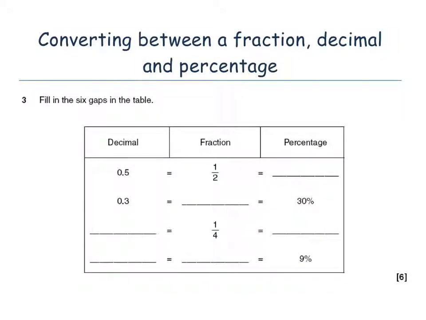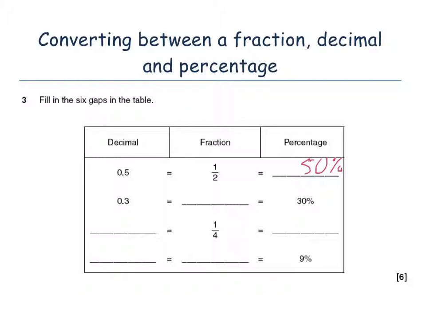Converting between a fraction, decimal and percentage. There are a few conversions that you should be aware of to do with converting between fractions, decimals and percentages. You should be aware that 0.5 as a decimal is the same as a half as a fraction, which also means 50% as a percentage.